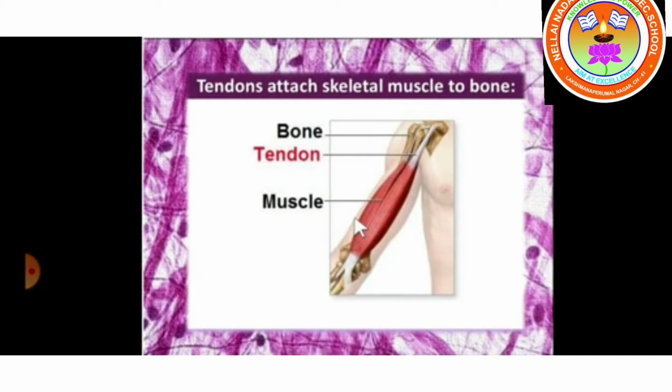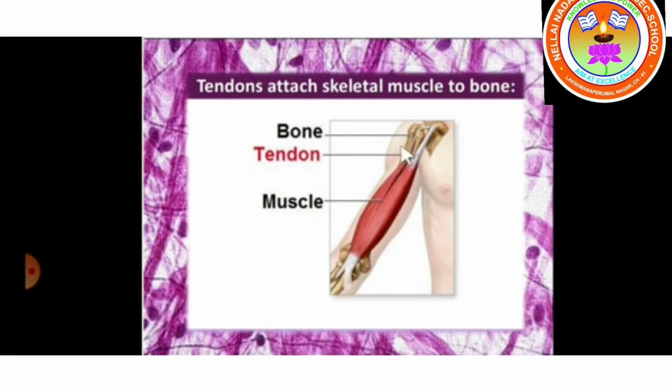Tendons are cord-like structures. They are strong and help to join the skeletal muscle to the bone. Here you can see these are the skeletal muscles, and a white color structure is connected between the muscle and the bone. These structures are called tendons. These tendons are made of dense connective tissue, that is, they are made of fibers and fibroblasts, which help in connection between the muscles and the bones.